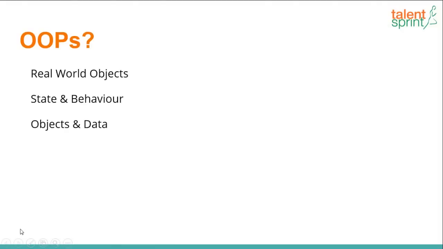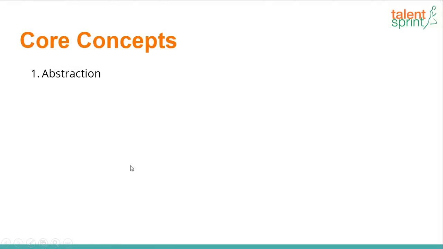So that is the first and the foremost thing that you should be very clear about: real world objects, state and behavior, and objects and data. Now moving on, we'll take a look at what are the different object-oriented programming concepts that we need to be aware of. So starting off with abstraction.